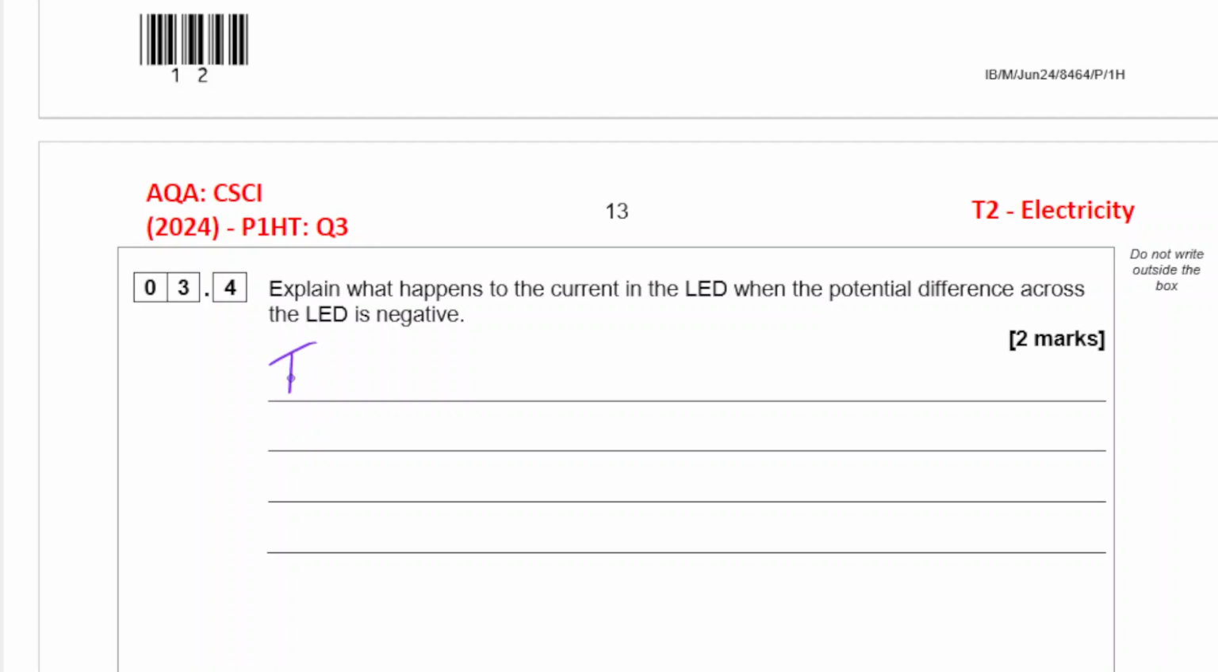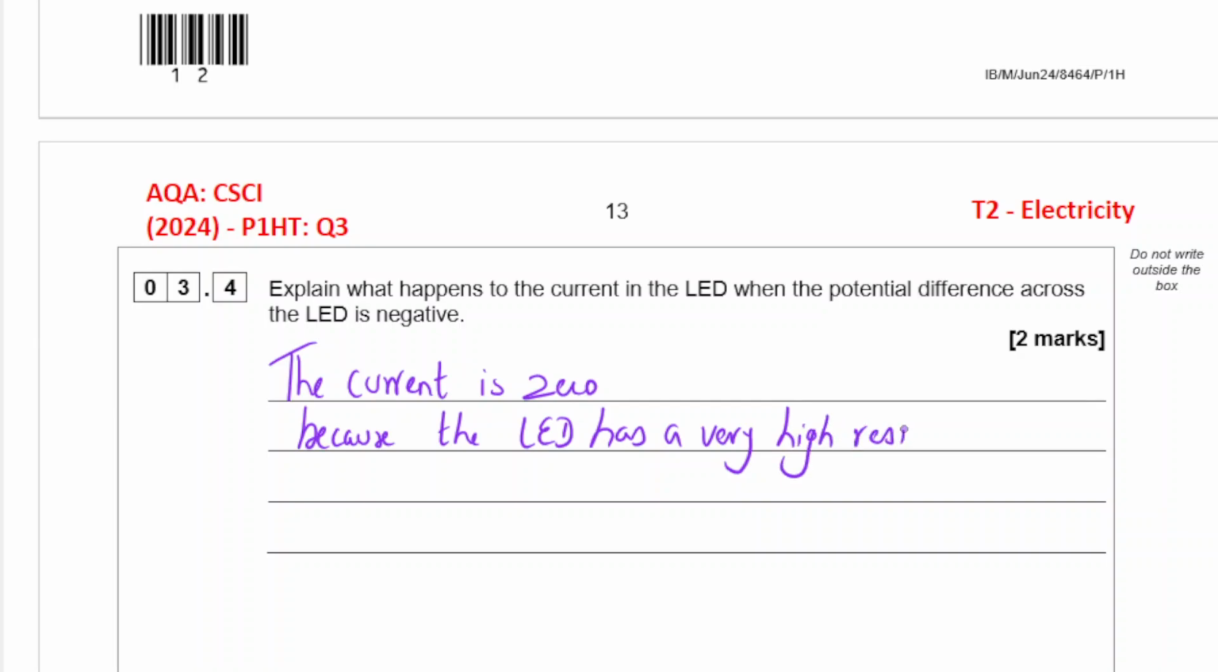So the current is 0 because the LED has a very high resistance in the reverse direction.